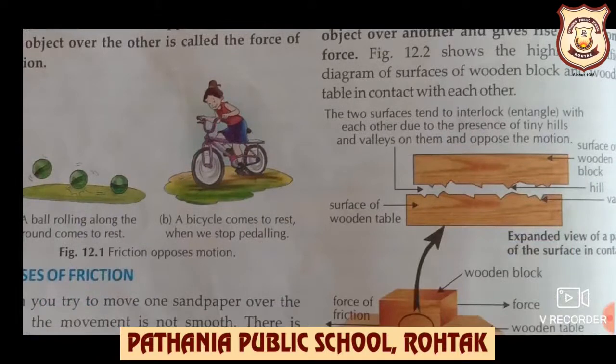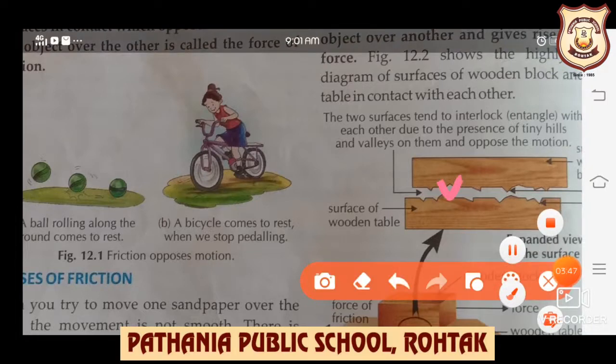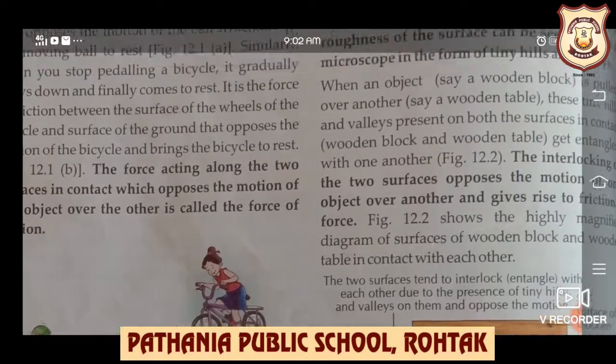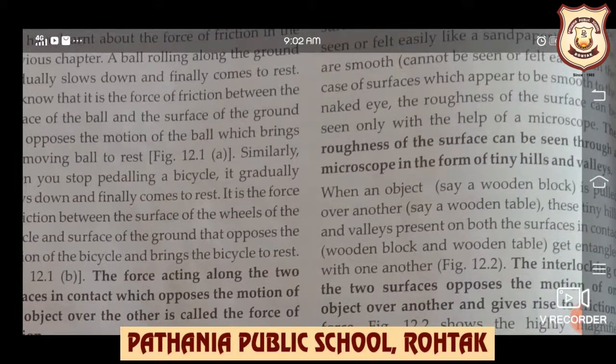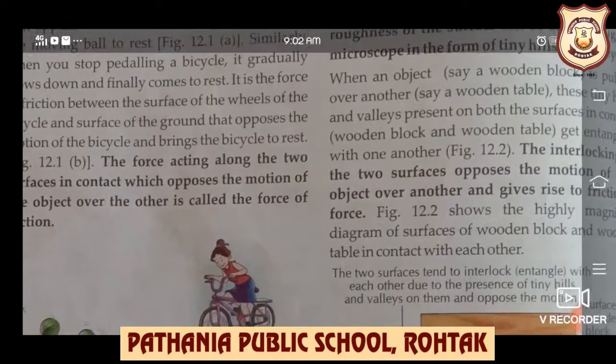I will show you this diagram. See, this is the surface showing hills and valleys. The part of the surface that is coming out is a hill and this is a valley. So we can observe the rough surfaces in the form of hills and valleys. When an object is pulled over another object, these tiny hills and valleys present on the surfaces in contact get entangled, stuck in each other. So it gives rise to friction.